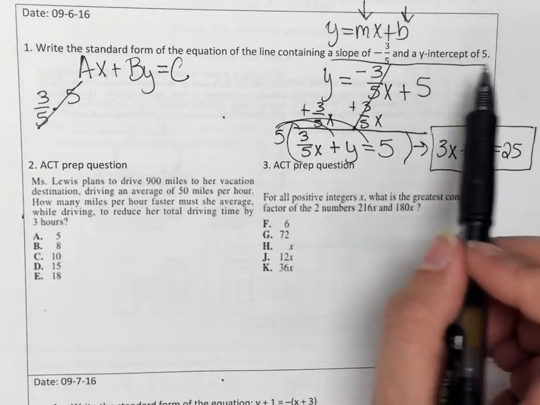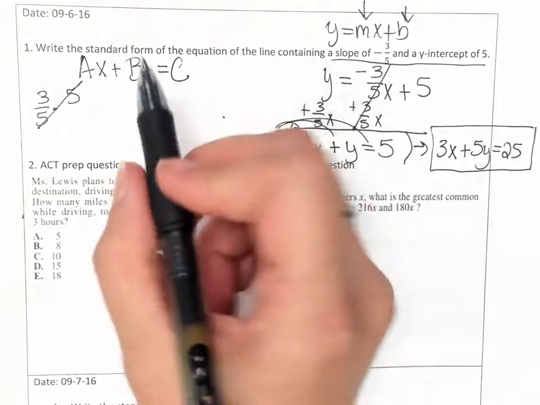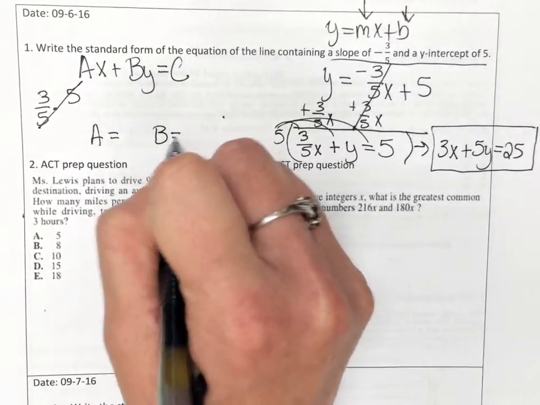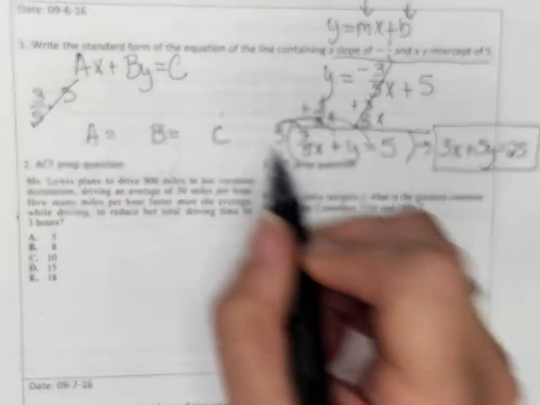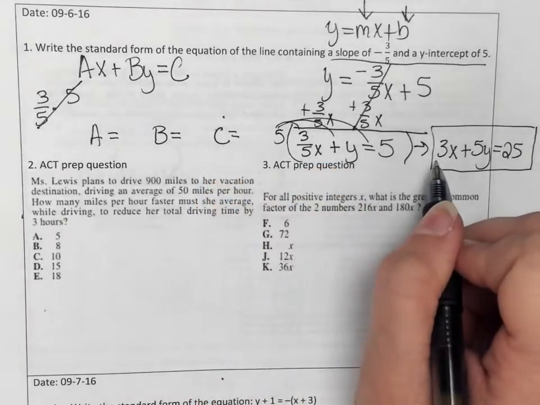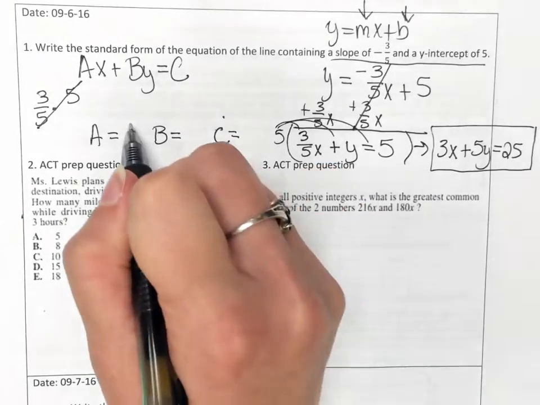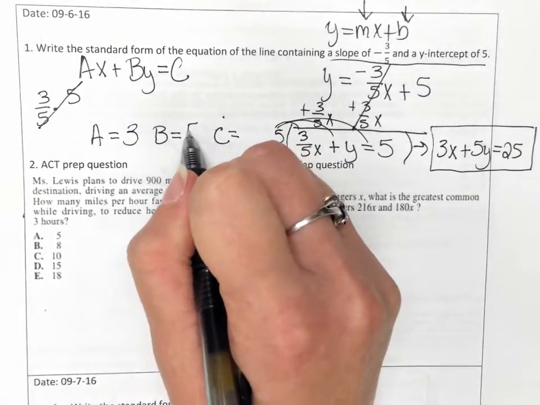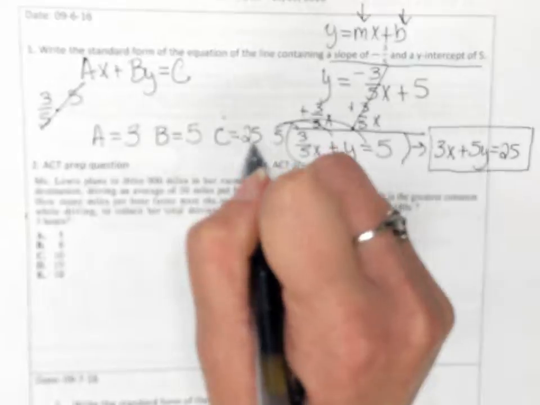Just to make sure, I know this doesn't say this, but let's just do this just for practice. What is my A, B, and C? What's my A? 3. Not 3x, just 3. A lot of people wrote 3x. What about my B? 5. And my C? There you go. All right, let's look at number 2.